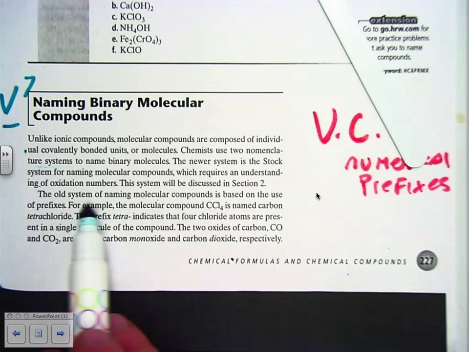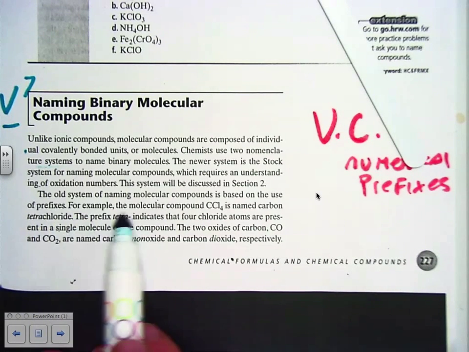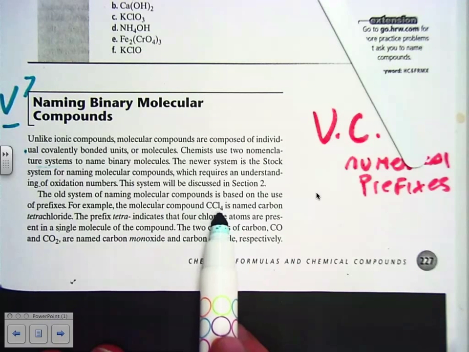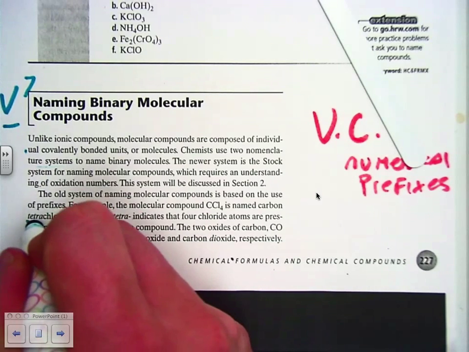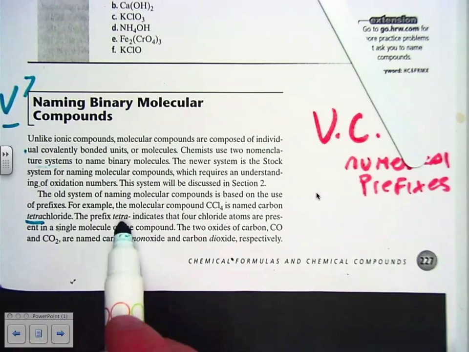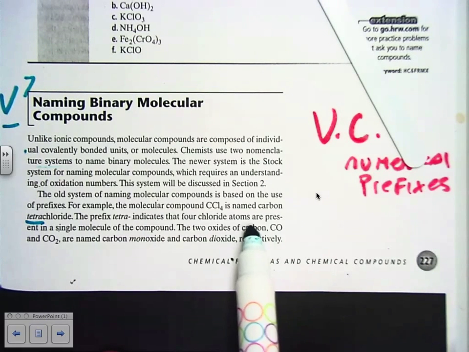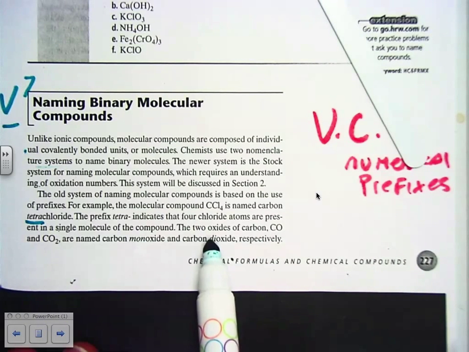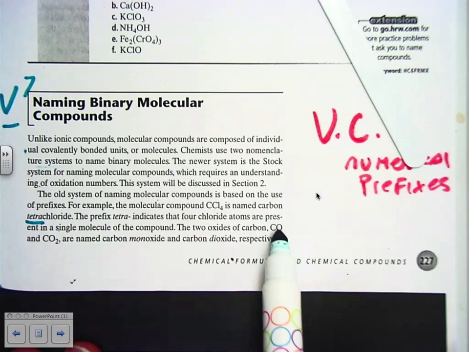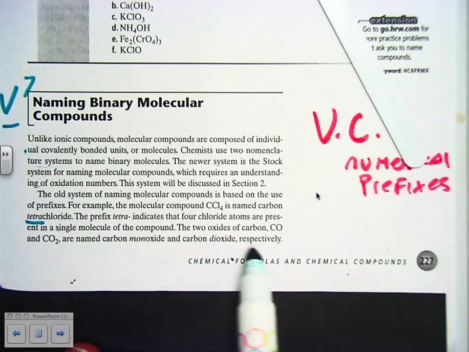The old system of naming molecular compounds is based on the use of prefixes. For example, the molecular compound CCl4 is named carbon tetrachloride. The prefix tetra indicates that 4 chlorine atoms are present in a single molecule of the compound. The 2 oxides of carbon, carbon monoxide and carbon dioxide, are named respectively for 1 oxygen and 2 oxygens.